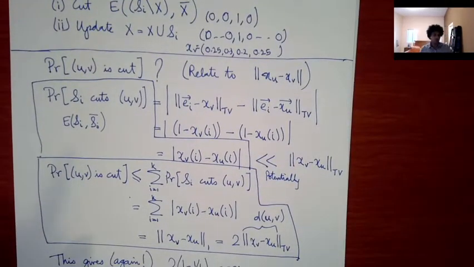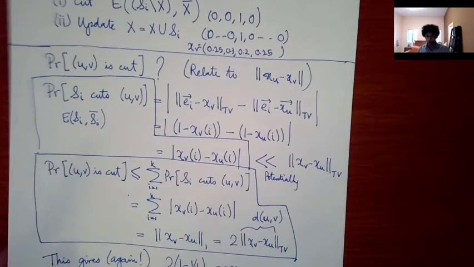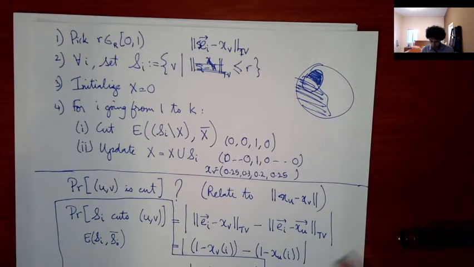Okay, so how are we going to go beyond the 2 approximation yet again? What we now observe is something a little bit more careful. So I'm going to call these iterations.